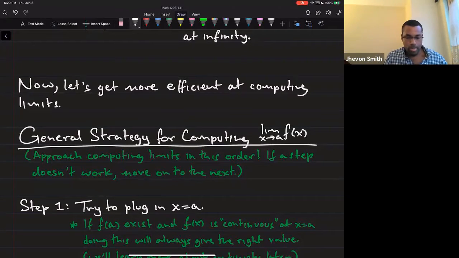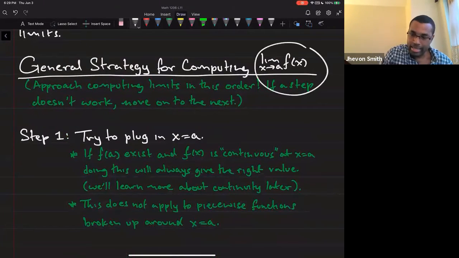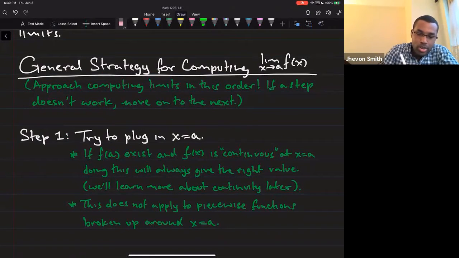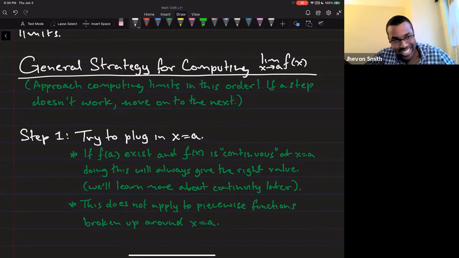So yeah, you want to compute a random limit. You have some random guy like this, limit as x approaches a of f of x, and you want to know, what is that equal to? Well, the first thing you do, which is going to seem to fly in the face of what I've been saying, is try to plug in the x value, right? Now, I know I already said taking a limit is different from plugging in the x value, and it is.